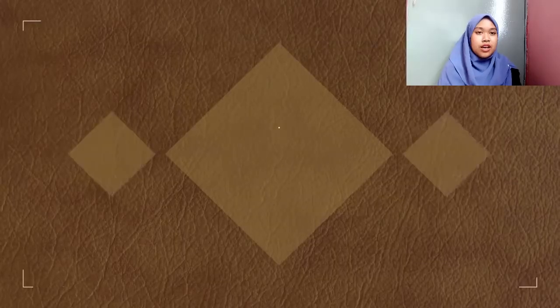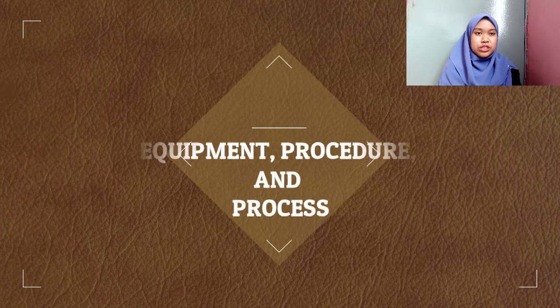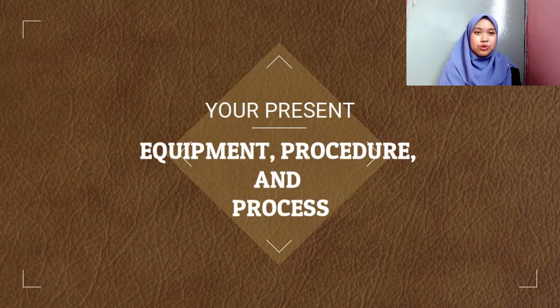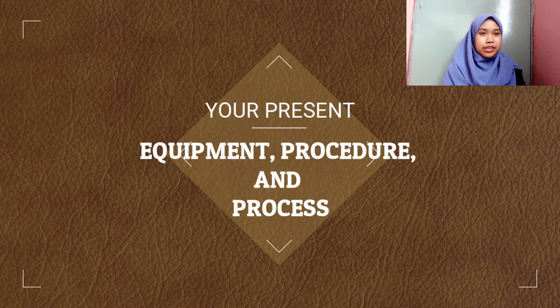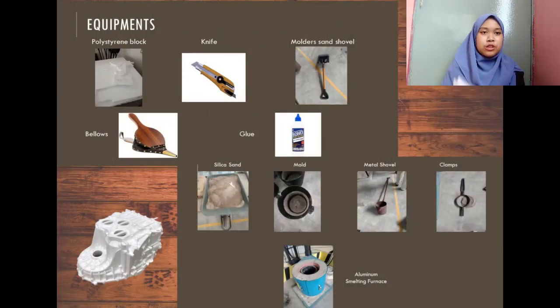AA201011. I would like to continue my talk with the equipment and tools that we use in lost foam casting. Up next, I will introduce a simple procedure and process step by step in a particular workshop. There are many equipment and tools that we use in lost foam casting, such as polystyrene block, knives, model sand shovel, bellows, glue, silica sand, mold, metal shovel, clamps, and aluminium smelting furnace.